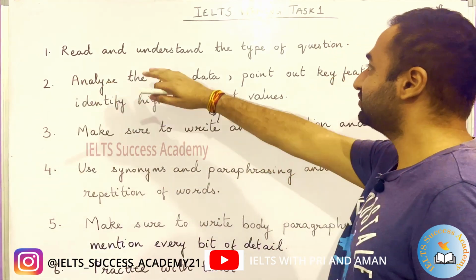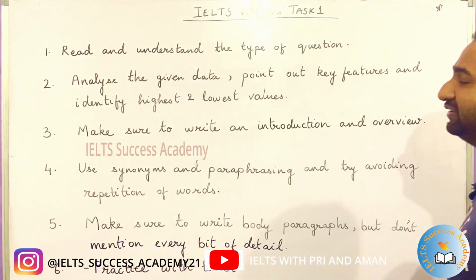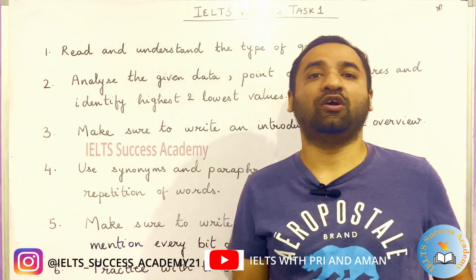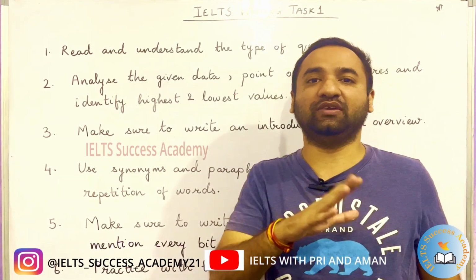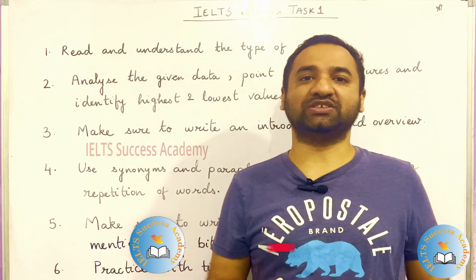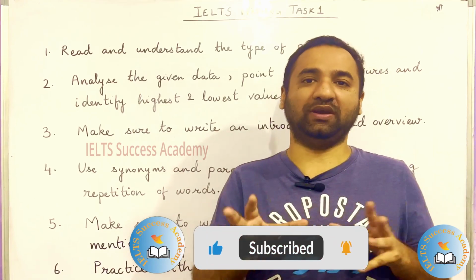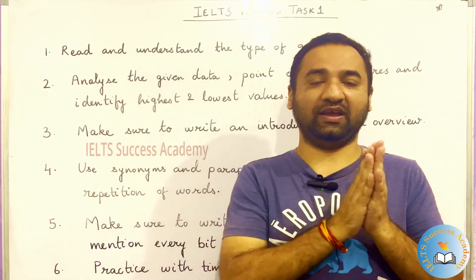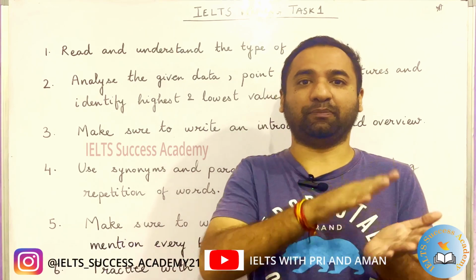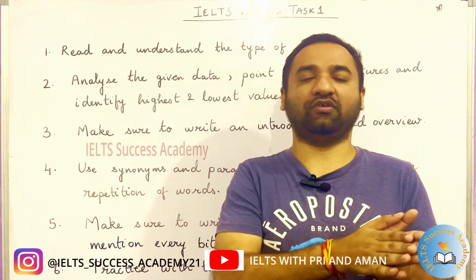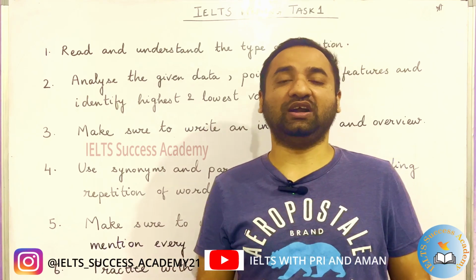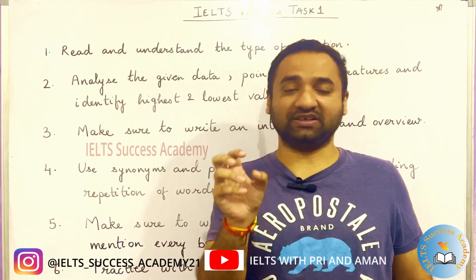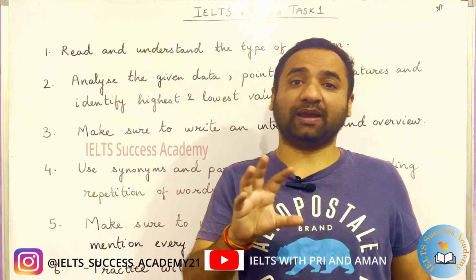The first one is read and understand the type of question. In IELTS writing task 1 you will be given a pie chart, graph or data points where you have to analyze the data. So it could be a pie chart, a bar graph, a line chart or a combination. You have to read and understand the question type. If you are given a pie chart, you have to say the pie chart illustrates, or if you are given a bar chart, you have to say the bar chart illustrates or showcases. So firstly you have to find the type of chart. What is the type of chart, or the type of charts, that you are given?